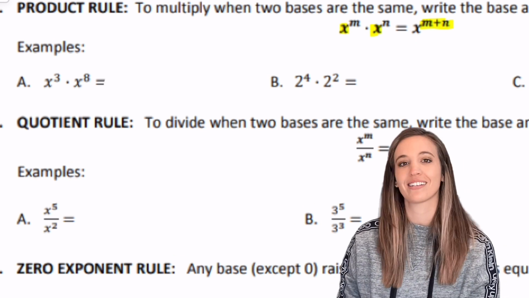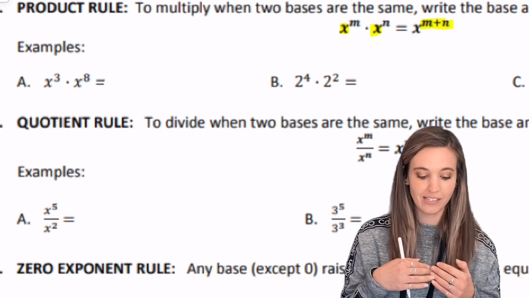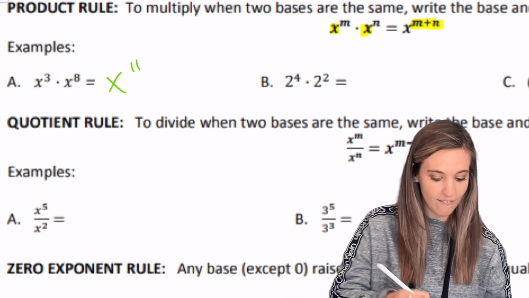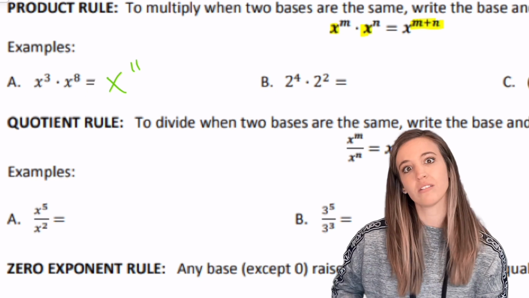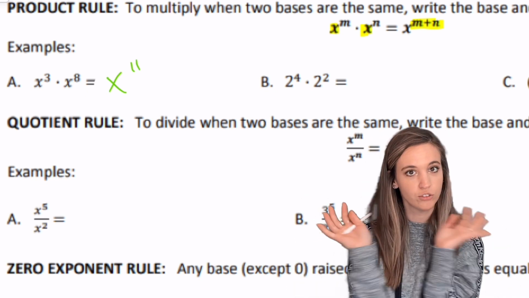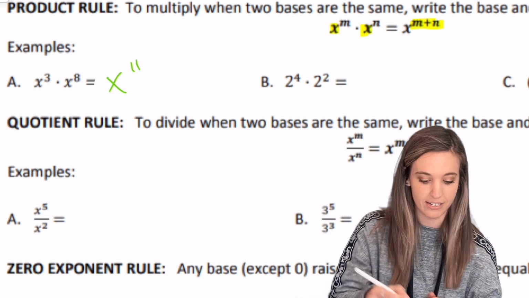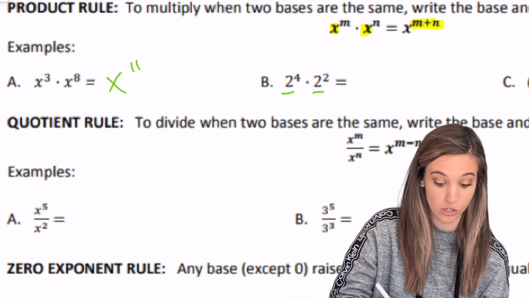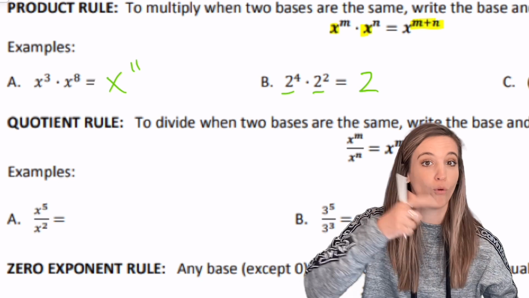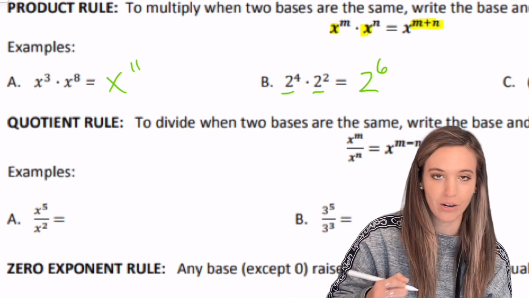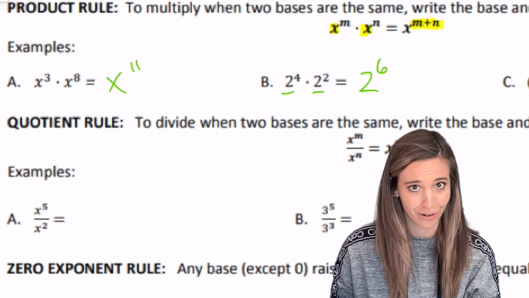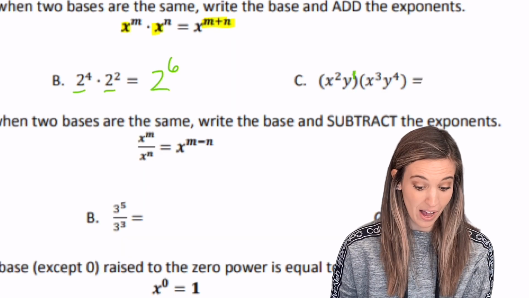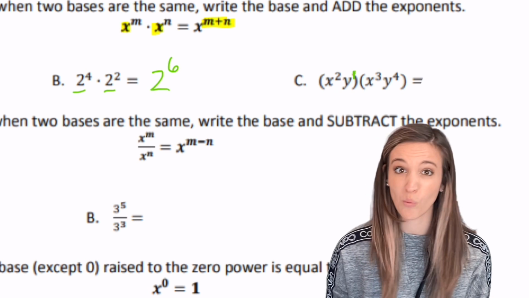X to the third times x to the eighth. Well, I'm multiplying, the bases are the same, they're both x's, so x to the 3 plus 8, x to the 11th. The next one, 2 to the fourth times 2 to the second. Well, hold on, just because there's numbers now, my base is still 2, so all I have to do is add the exponents. So 2 to the 4 plus 2 is 2 to the 6th. We don't have to multiply those bases and get 4 to the 6th. That wouldn't make sense. Last one, x squared times y times x to the third times y to the fourth.